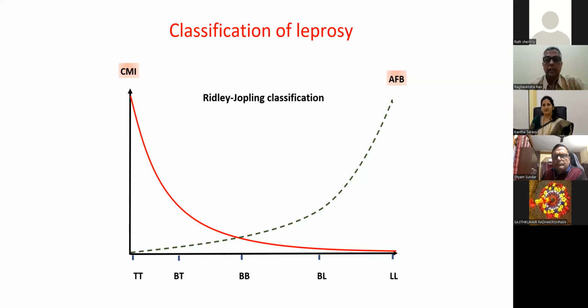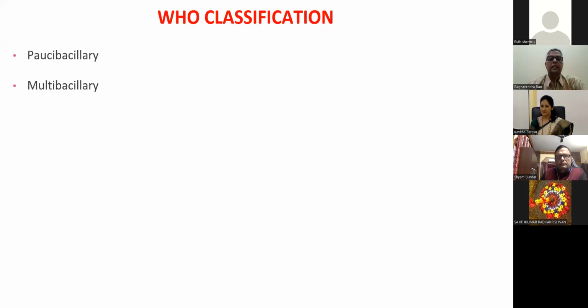So this is the most widely used classification in clinical practice. But apart from that, we also use other classification systems, such as the WHO classification system. According to this classification, leprosy is divided into paucibacillary leprosy and multibacillary leprosy. So this is more relevant from the treatment perspective, because paucibacillary, as the name suggests, means less number of bacilli, and we use 2 drugs to treat paucibacillary leprosy.